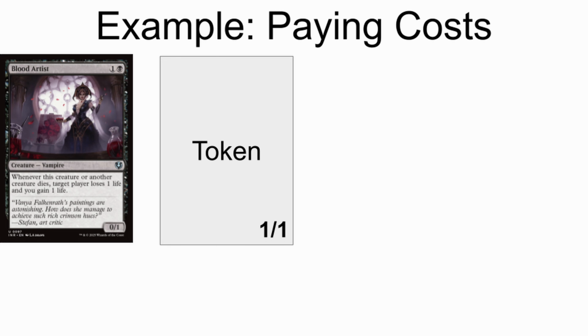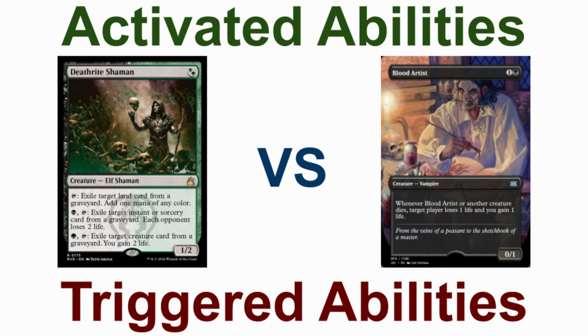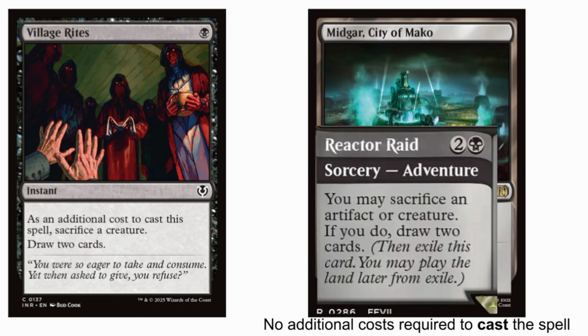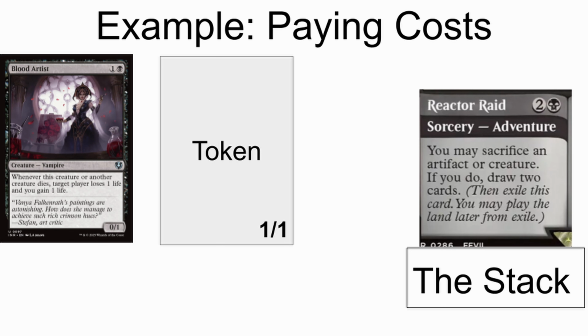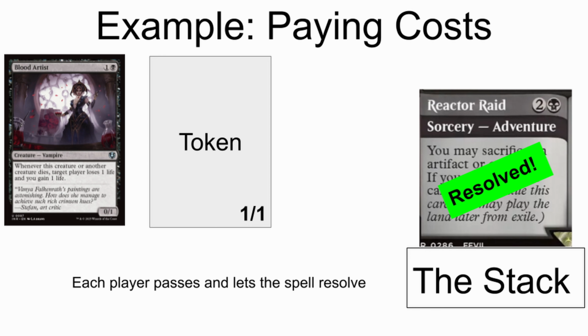Let's keep our board state the same and look at Reactor Raid. It uses the template "You may sacrifice a creature. If you do, draw 2 cards." If you've seen my video on triggered abilities, then you know that the word "may" is a signpost word here. It's telling you when the sacrifice happens. Unlike Village Rites, no additional costs are required to cast this spell. That means that all it takes to put this spell on the stack is paying 2 generic and 1 black mana. Once the spell is on the stack, each player, starting with the active player, gets priority to respond before the spell resolves. Let's suppose that nobody responds and the spell resolves.